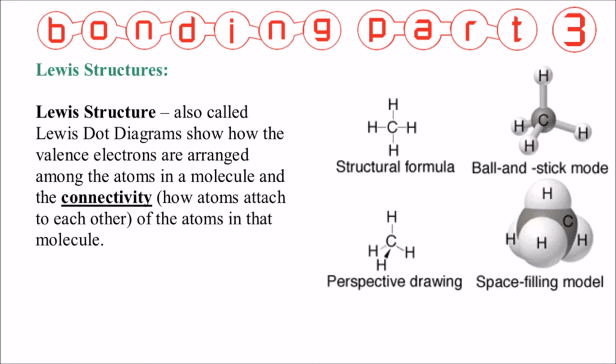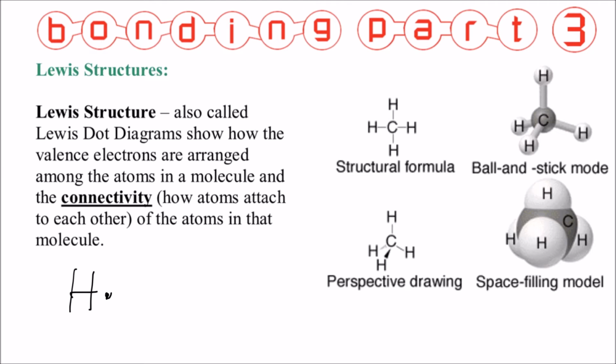We're going to continue talking about Lewis structures. We did Lewis dot diagrams at the end of the last video, and those will lead into what we call Lewis structures, which are also called Lewis dot diagrams, and they show how the valence electrons are actually arranged in the atoms that are in a molecule. So in the last video we showed how they're arranged on just a single atom, but now we're going to start talking about how they're arranged when those atoms bond with another atom.